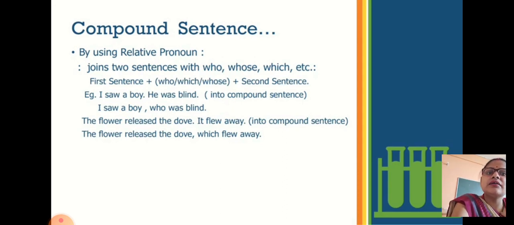The flower released the dove, it flew away. The flower released the dove which flew away. So hope it is not making you confused. Now it is actually helping you to understand how sentence formation will work out.